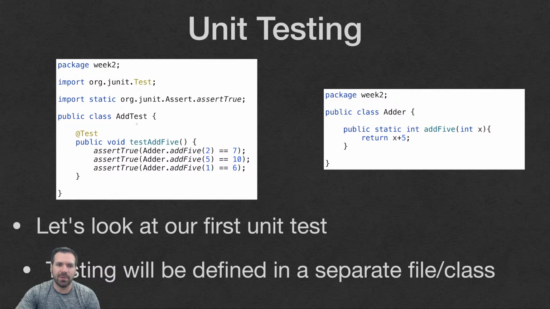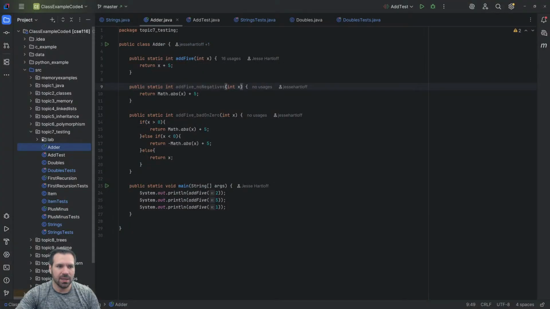So this will be in a separate file. The class is called addTest. So we're going to go create a file, addTest.java. This was in the week 2 package. It's in the topic, well, let's jump over real quick. The topic 7_testing. That's where this lives right now.